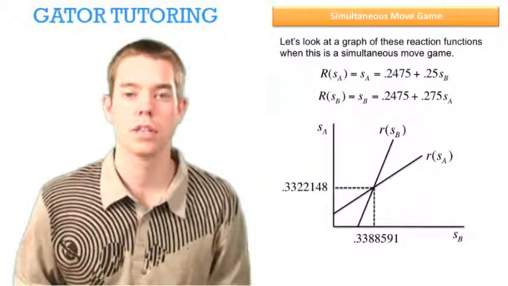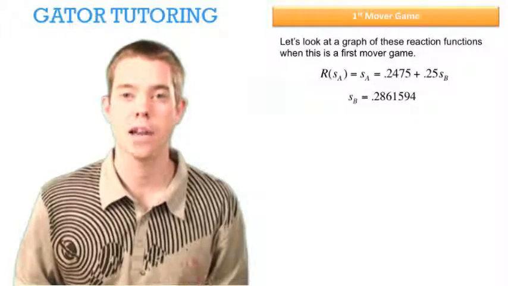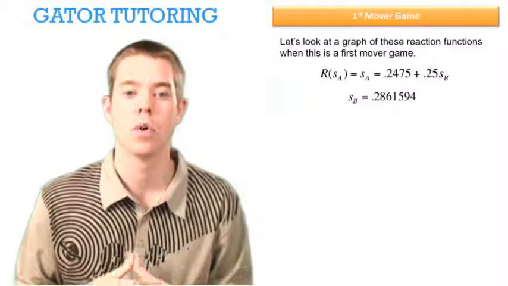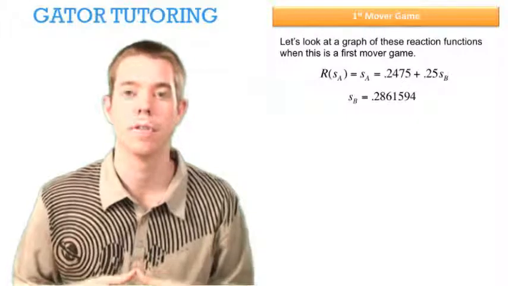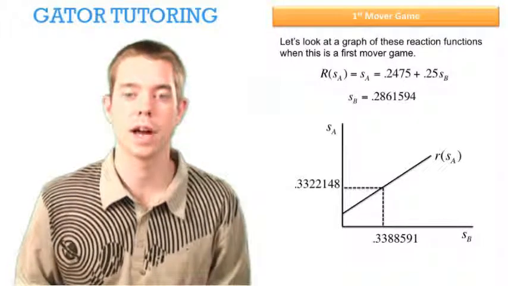So what's different about the first mover game? Well, let's take a look. The first mover game, we have A's reaction function, but we don't really have B's reaction function. Instead, we just plugged in A's reaction function and found what country B will produce, and that was 0.2861594. So this is the simultaneous move game Nash Equilibrium.